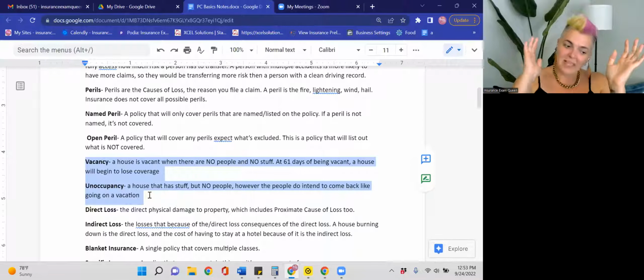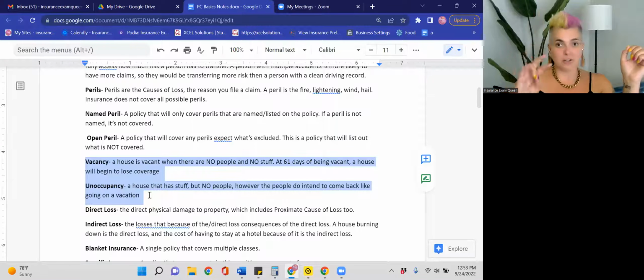Vacant is they only care on day 61. Okay. So vacant, no people, no stuff. We care on day 61. If there's no people, no stuff, you begin to lose coverages.